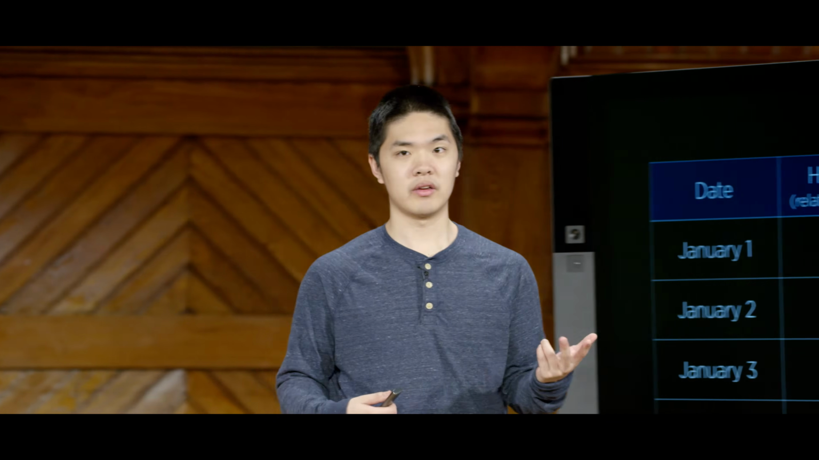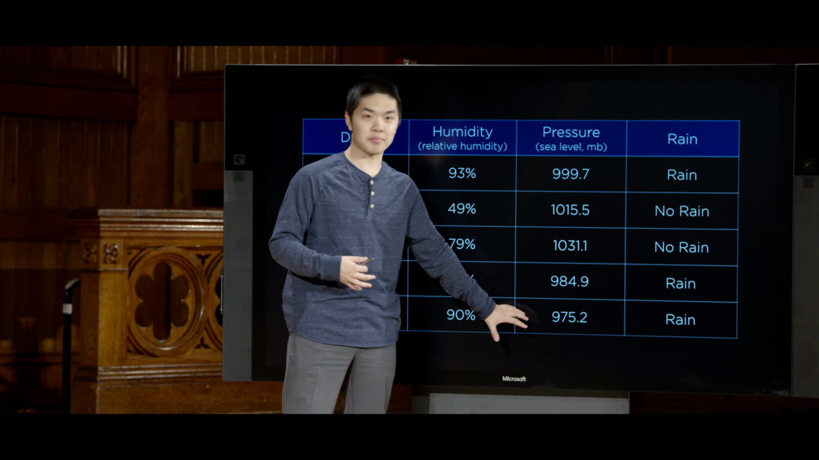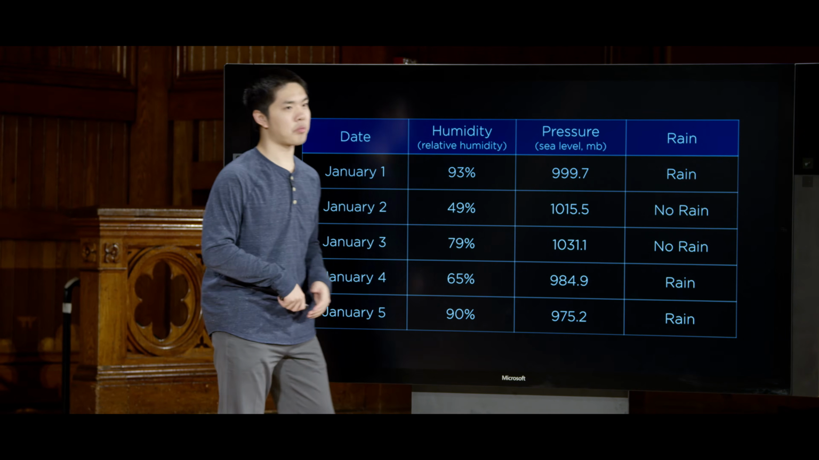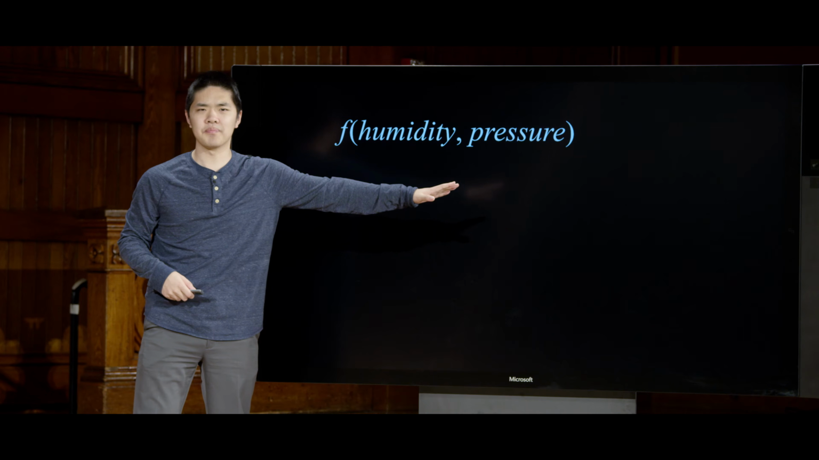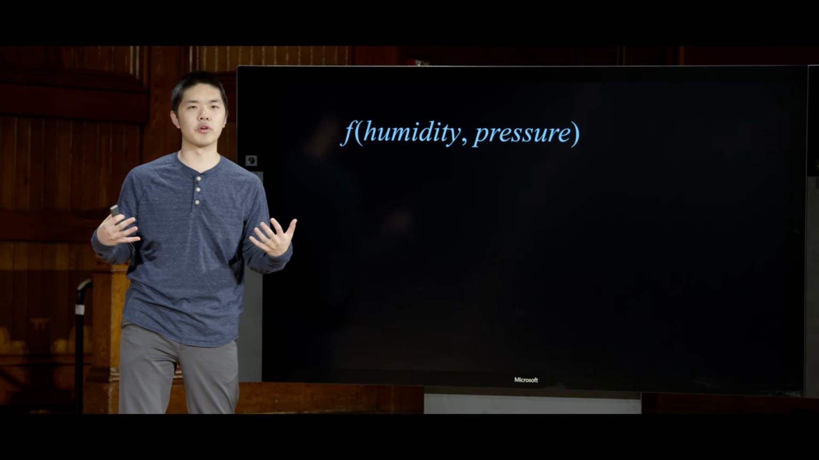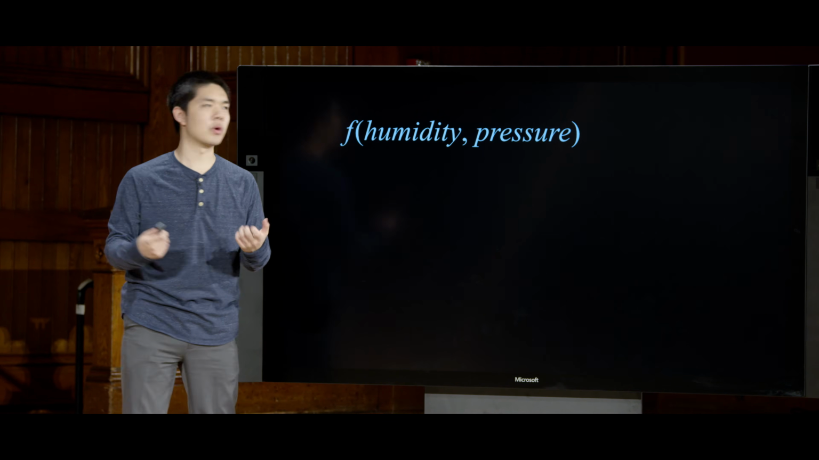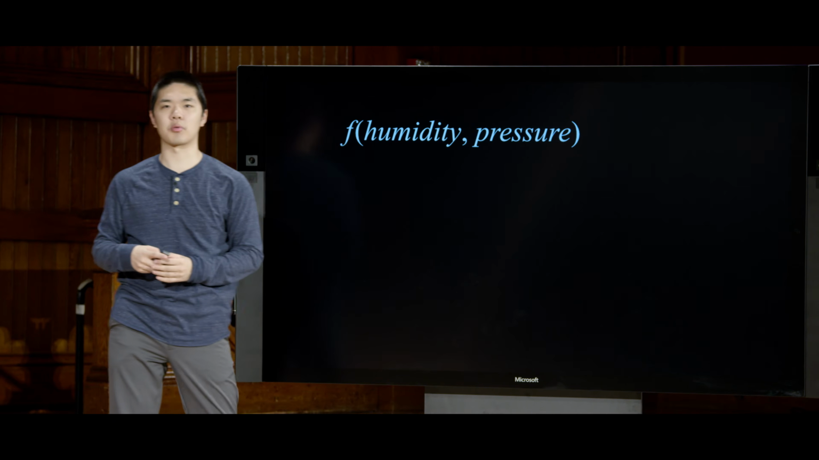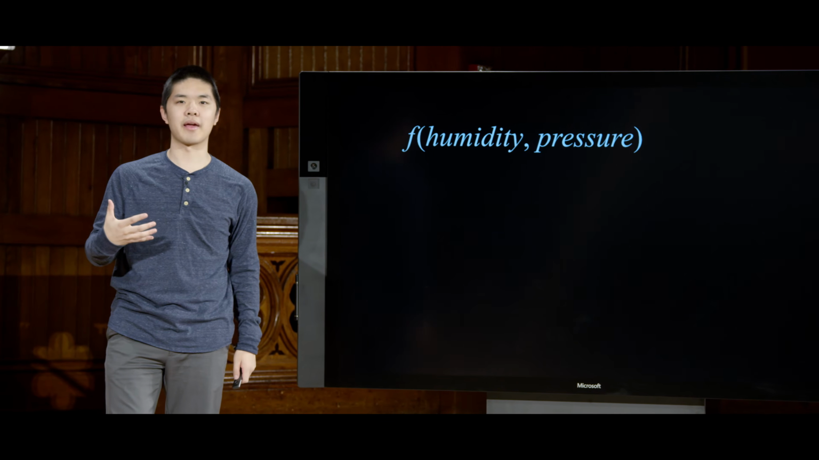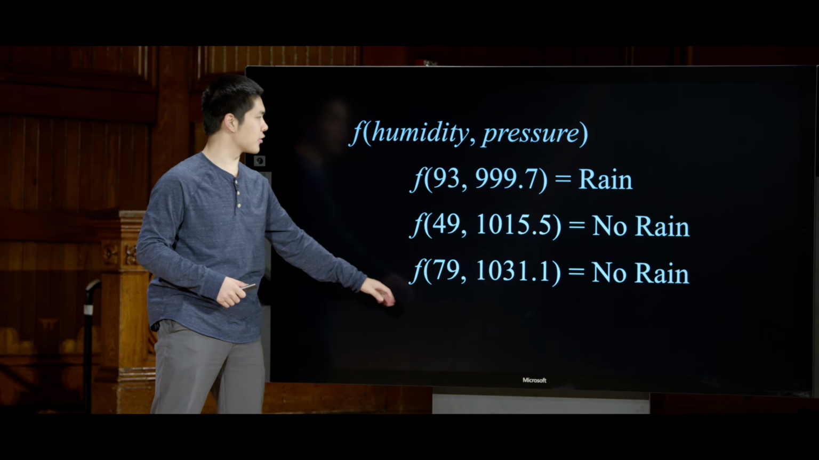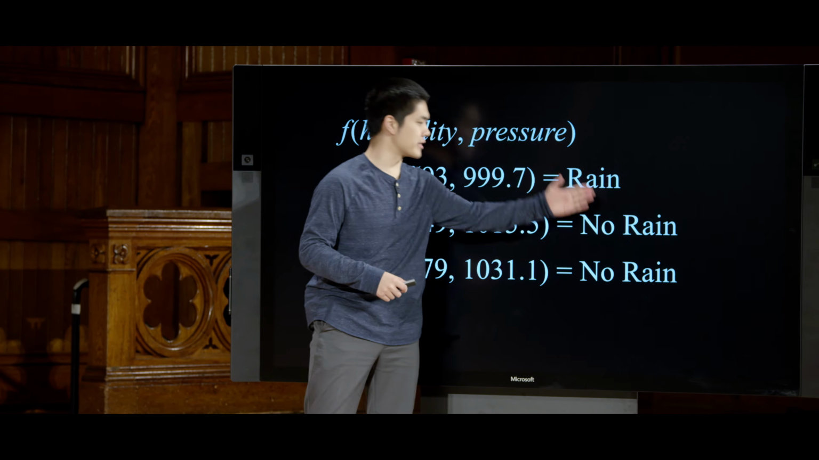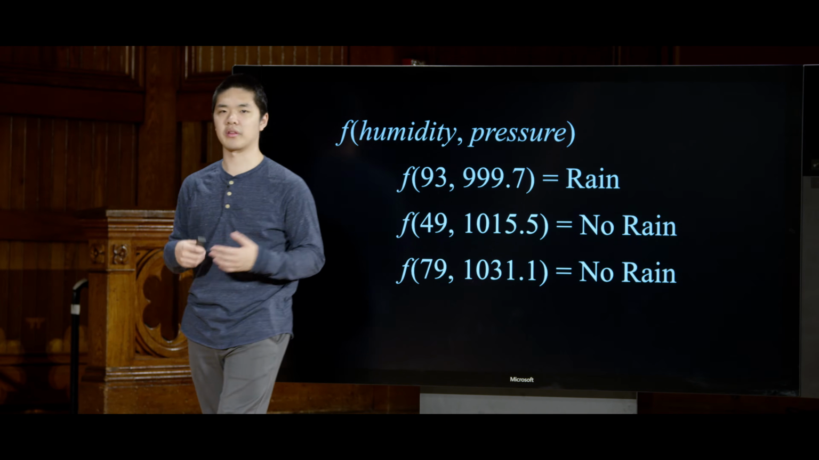Put a little bit more mathematically, you can think of this as a function that takes two inputs, the inputs being the data points that our computer will have access to, things like humidity and pressure. So we could write a function f that takes as input both humidity and pressure. And then the output is going to be what category we would ascribe to these particular input points, what label we would associate with that input. So we've seen a couple of example data points here, where given this value for humidity and this value for pressure, we predict, is it going to rain or is it not going to rain?